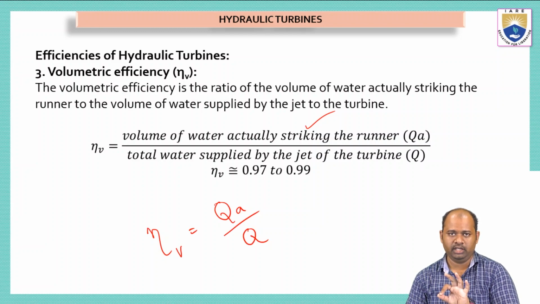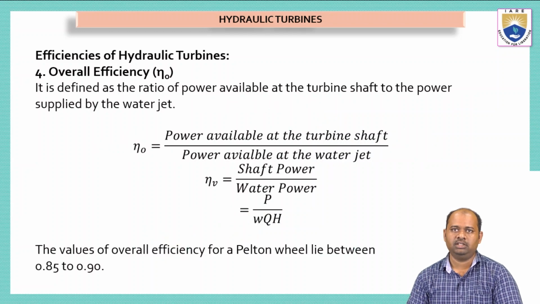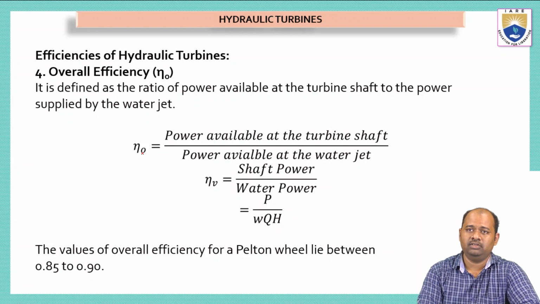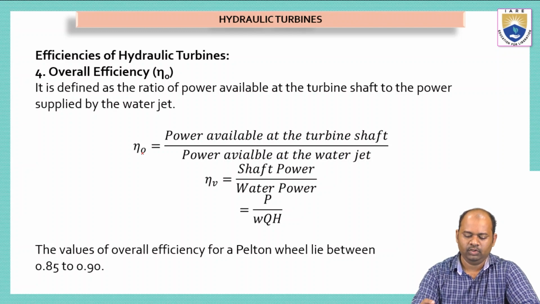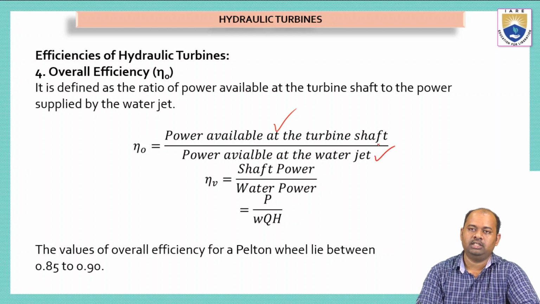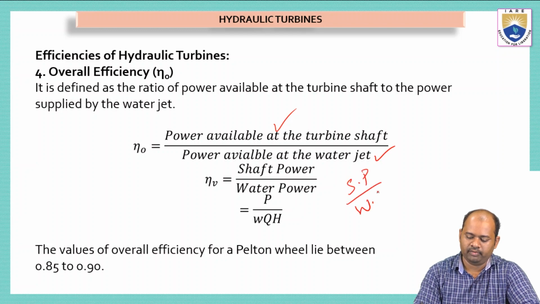So far we have seen three efficiencies: mechanical, hydraulic and volumetric efficiencies. And the last efficiency is overall efficiency. So what is overall efficiency? This overall efficiency compares the initial and final stages of the powers developed. The power available at the turbine shaft is taken in the numerator and the power available at the water jet is taken in the denominator. So this ratio is nothing but shaft power over water power.